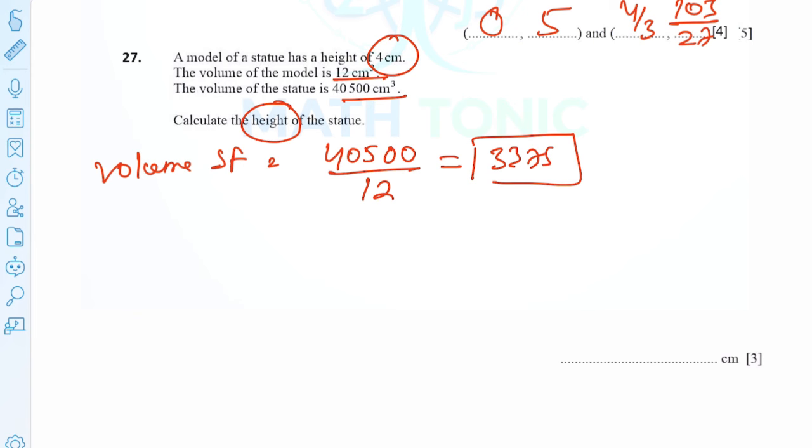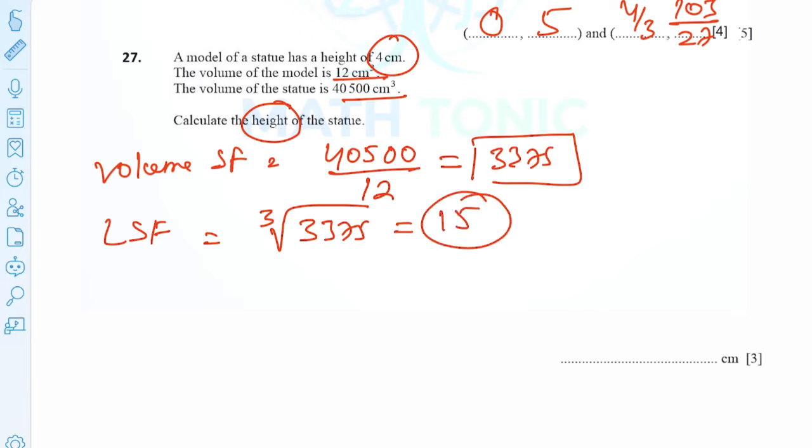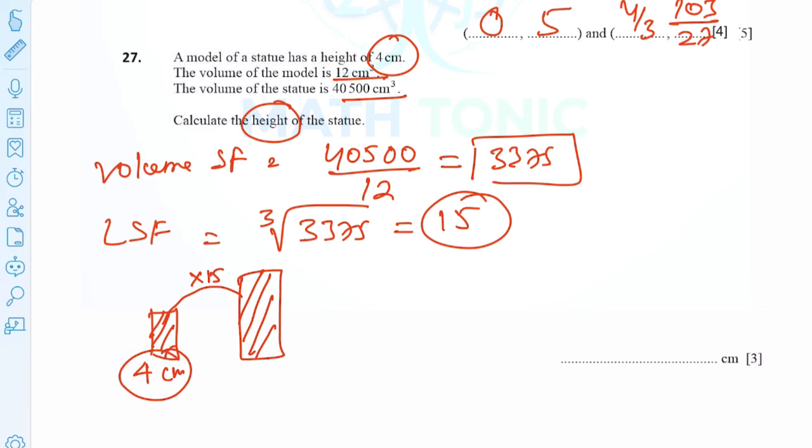So if I go from volume scale factor to length scale factor, then the length scale factor should be the cube root of 3375, and I think you'll get 15 there. Are you getting it? For example, this is a smaller one and this is a bigger one, right? What does it mean? Smaller to bigger, it is 15 times bigger. And what is given for the smaller one? 4 centimeters. So this one should be 4 times 15, which equals 60 centimeters. Got it everyone clearly? Check this.